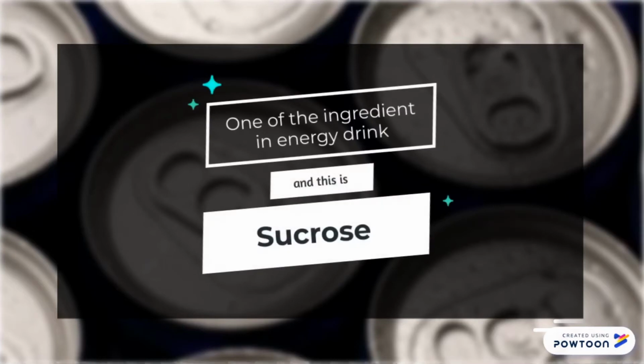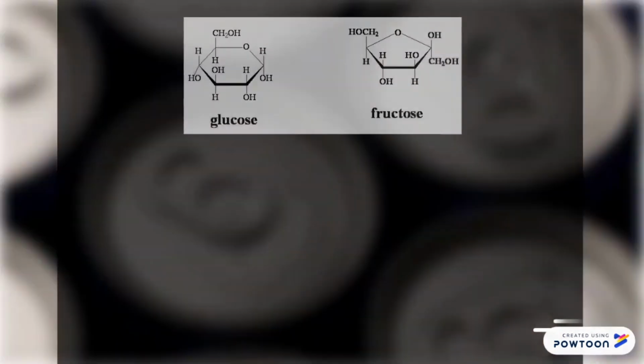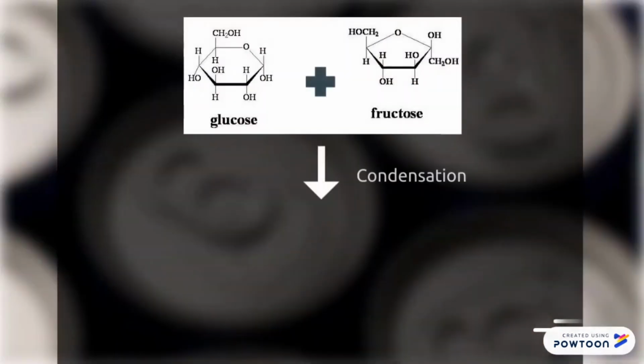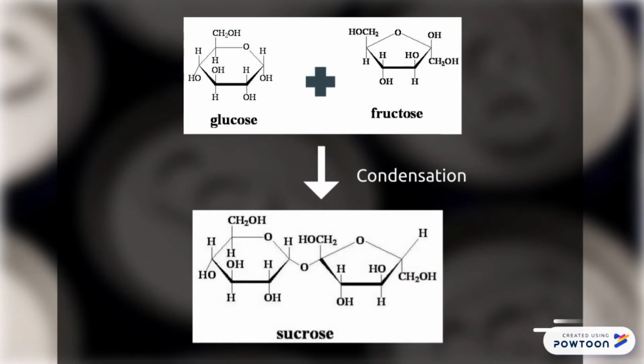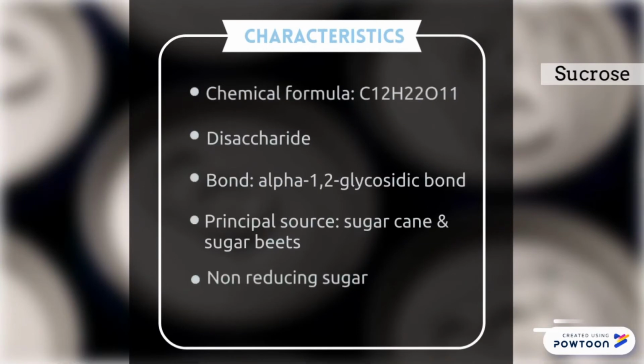Last but not least, let's take a look into sucrose. Sucrose is made up of a glucose and a fructose by condensation. Below are some characteristics of sucrose.